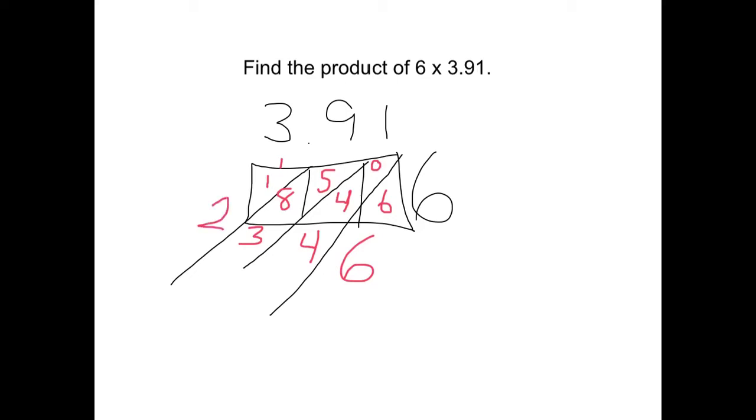Now this is the part where it's different than multiplying whole numbers. We need to be concerned about where the decimal goes. And to do this, we count decimal places. So here's the decimal, and I count 1 number, 2 numbers, so 2 digits after the decimal place, and that's how many are going to be in the answer. So I start on the right side here, and I come over 1, 2 times. So the product is going to be 23 and 46 hundredths.